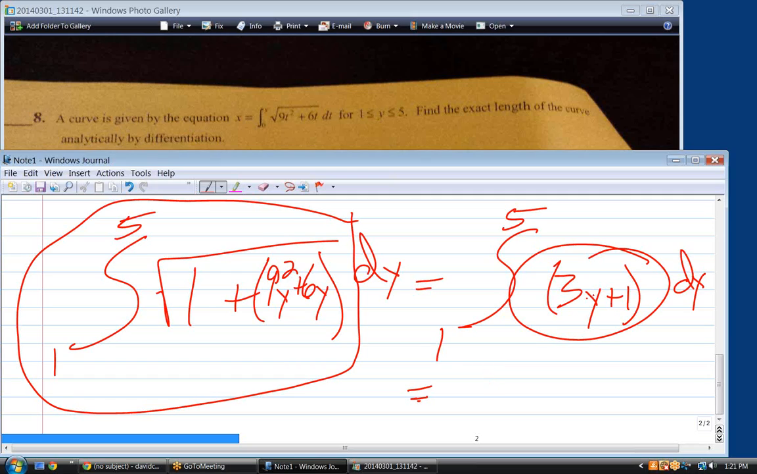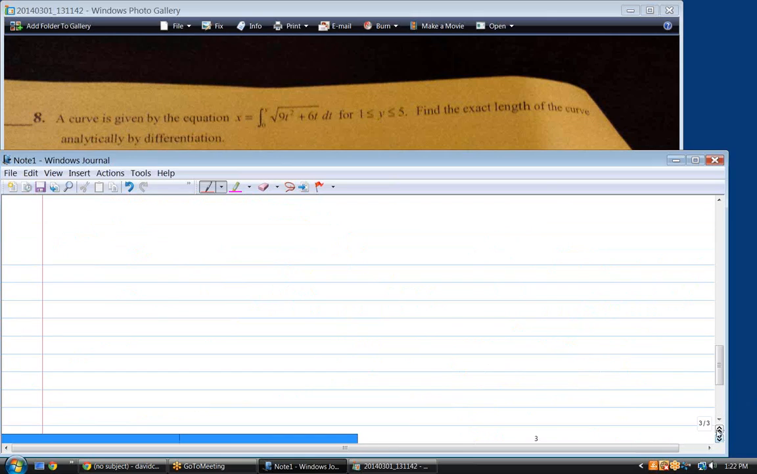Add 1 to the exponent and divide by the new exponent. So it'd be 3 halves y squared, plus what? What's the integral of 1? X plus y. Y. So now that's the integral of that function, and we're going to evaluate it from 1 to 5.